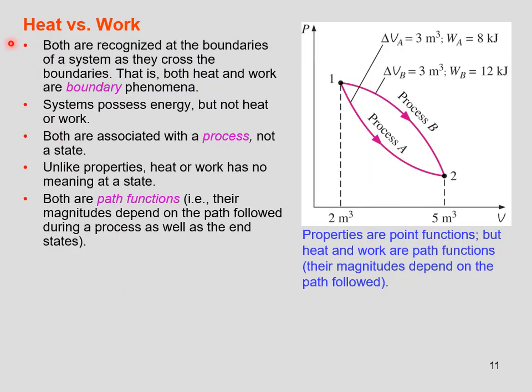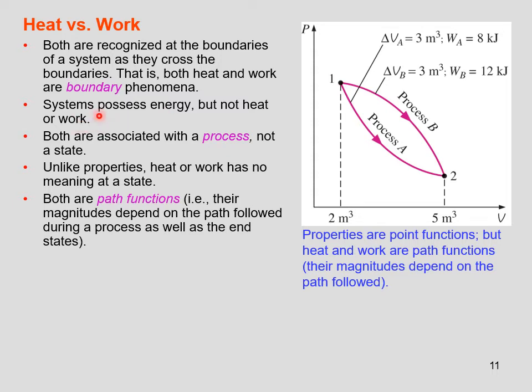So what is the fundamental difference between heat and work, and how do they differ and how are they related? Both heat and work are recognized at the boundaries of a system as they cross the boundaries. That is, both heat and work are what's known as boundary phenomena. So systems possess energy but do not possess heat or work.